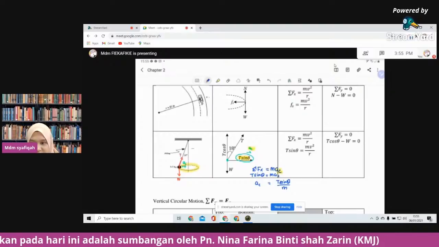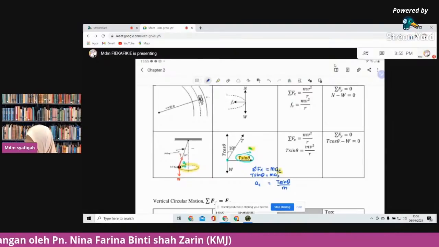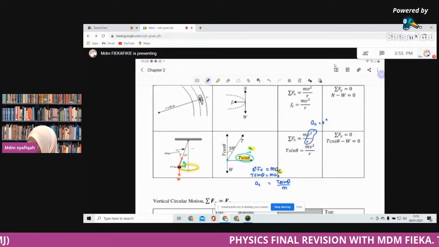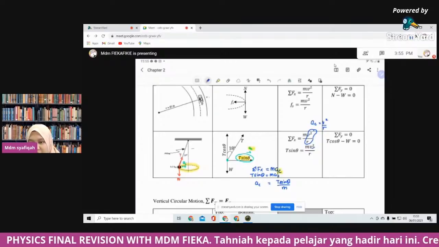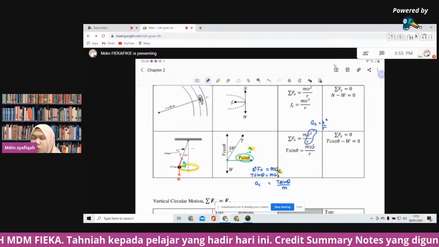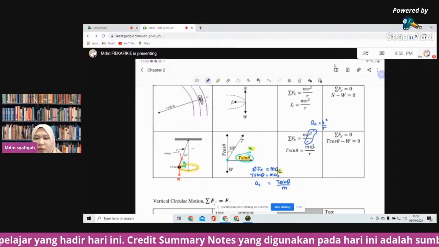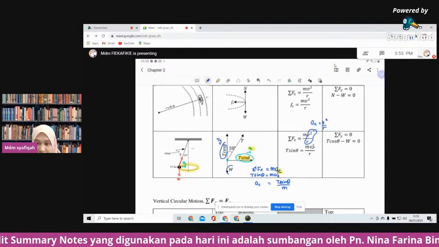Okay. But if your questions ask you to find V ataupun dia bagi nilai V dalam soalan, so you need to change lah. This is AC, where AC is equal to V squared over R. Okay, so soalan bagi V, masukkanlah V. Okay, kalau soalan tak bagi V, dia bagi AC, you boleh masukkan. Boleh. So now in Y components, so we have two forces, this is Ty and W.